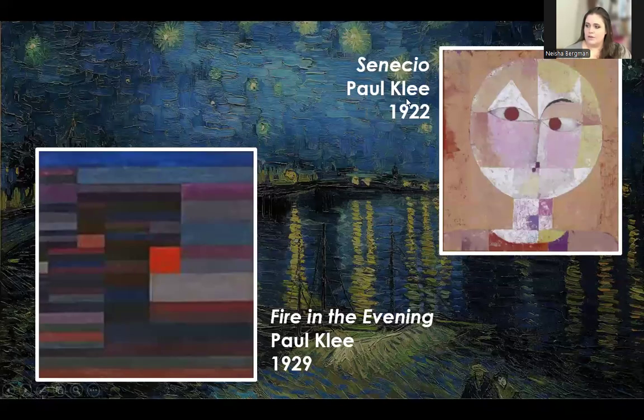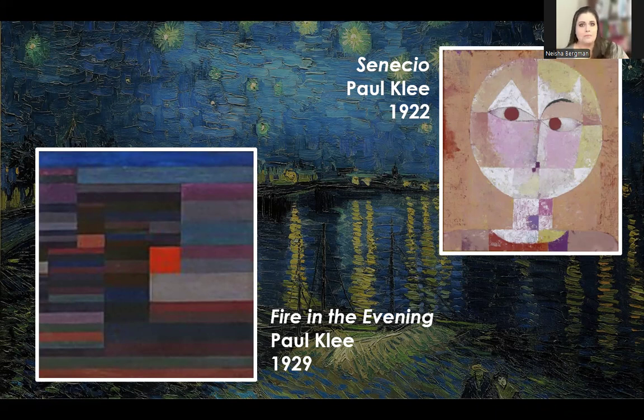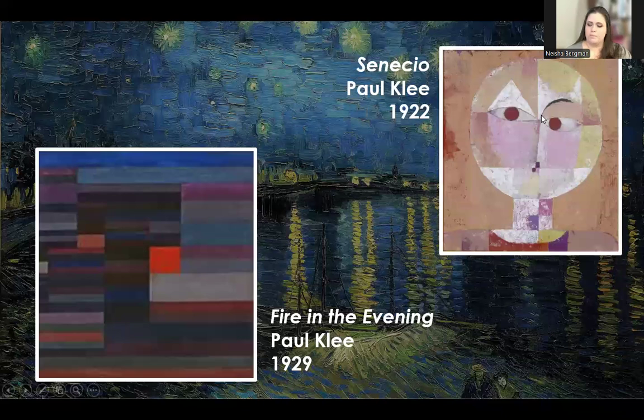We have Senecio, I think I'm pronouncing that right, by Paul Klee, and Fire in the Evening by Paul Klee. Now we can talk about this when you're like, what do you mean fire? So imagine it's really dark at night. Maybe you wear glasses and you don't have them on. Probably help you understand this image a little bit better, honestly. But way off in the distance, you're walking through the woods, and you can see a campfire in the evening. You kind of get the idea of the mood. It is not representational. This is a little bit more representational, but it's broken a little bit apart.